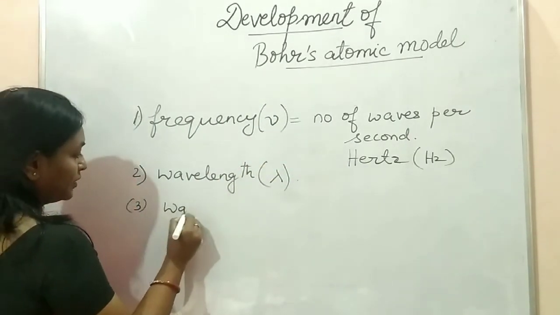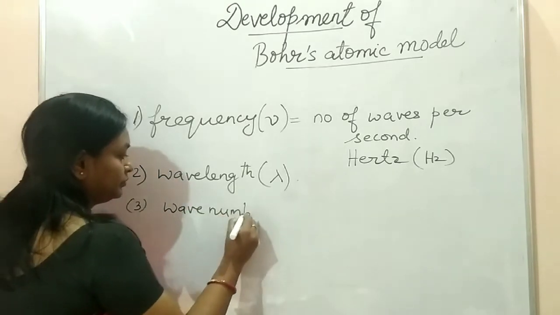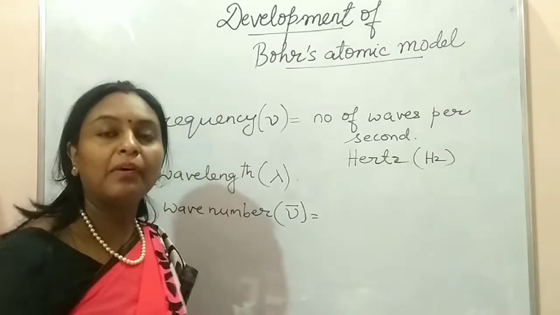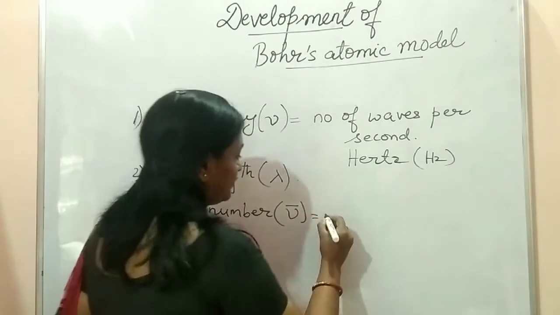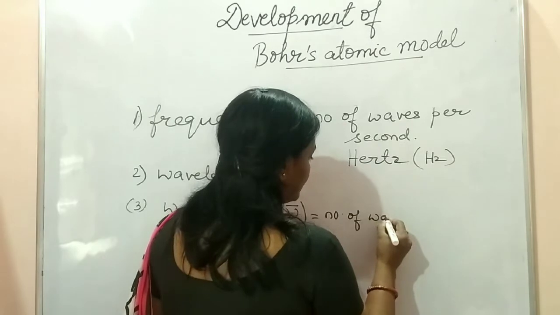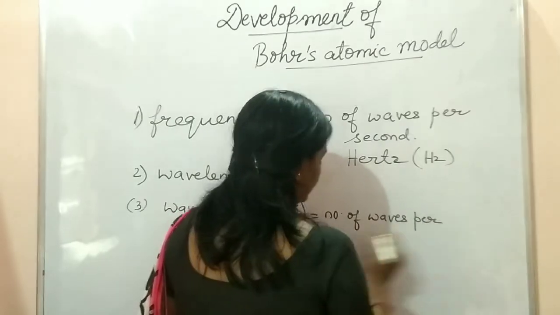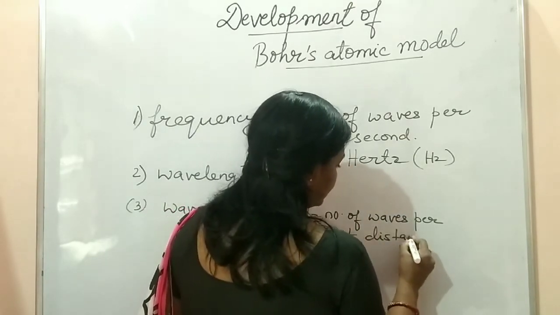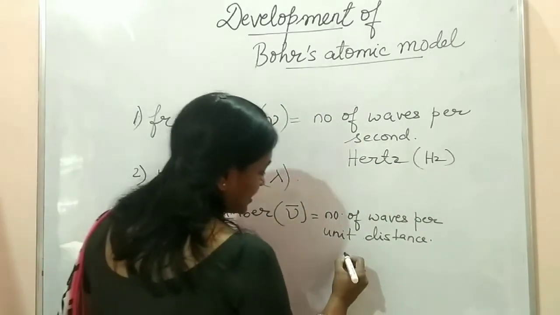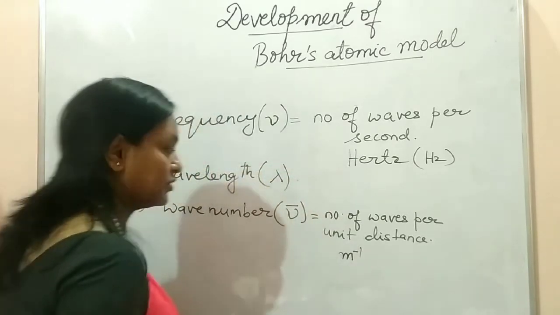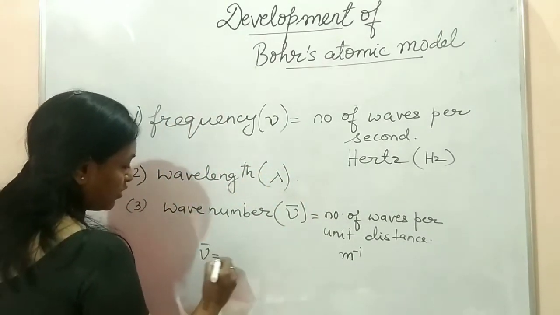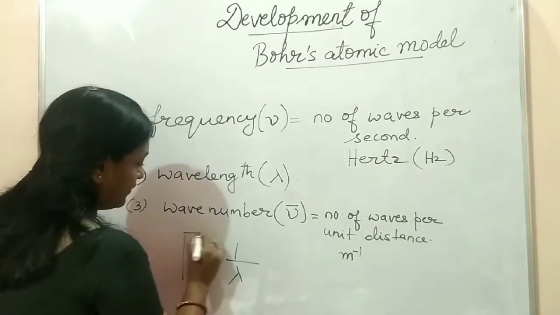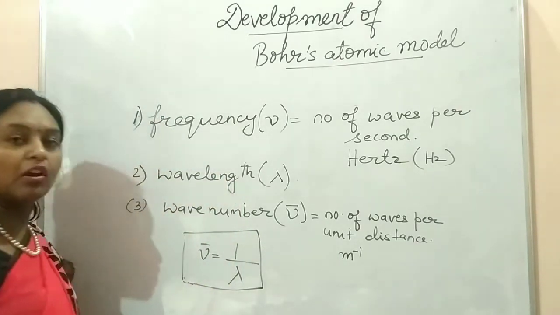The third one is wave number. It is represented by nu and then a bar over it. And wave number is number of waves per unit length or distance, you can say, per unit distance. So its SI unit is meter inverse. So wave number is also inverse of wavelength. So this is the formula you have to remember. Wave number is inverse of or reciprocal of wavelength.